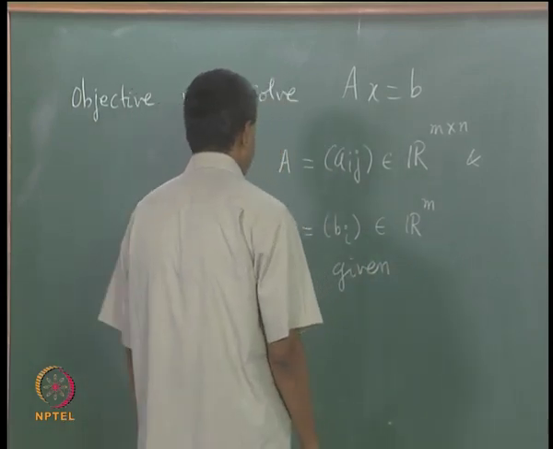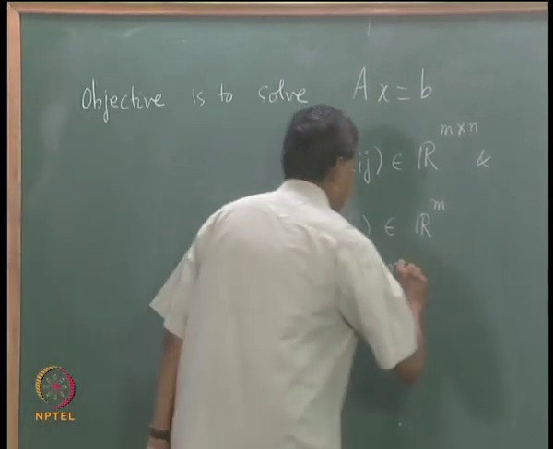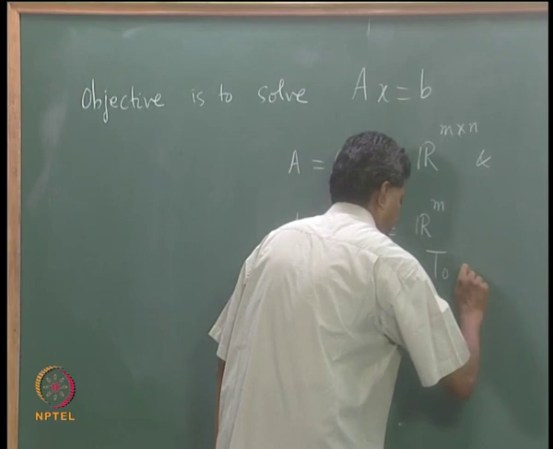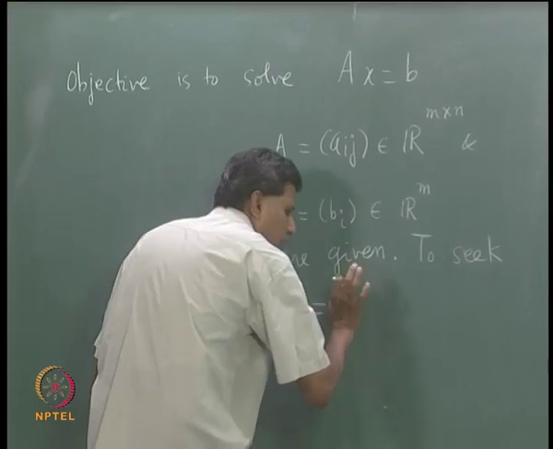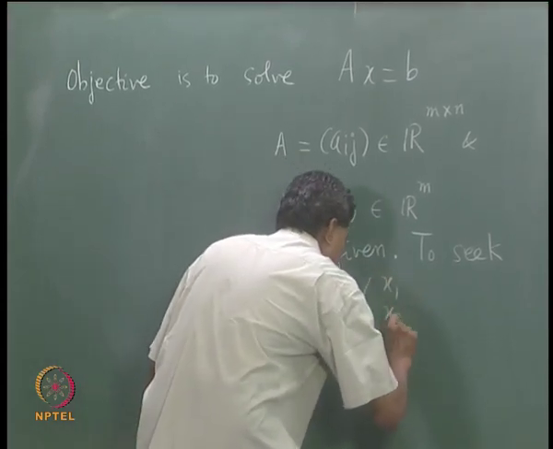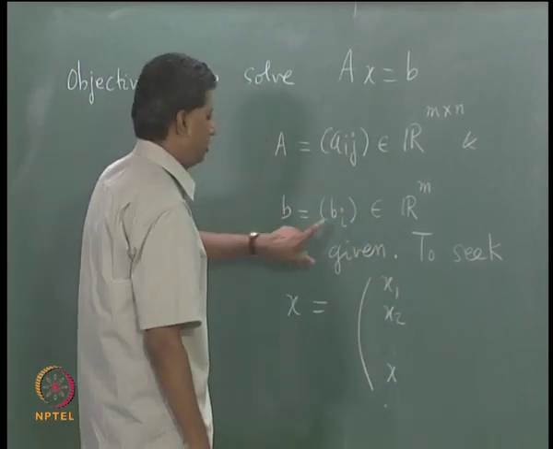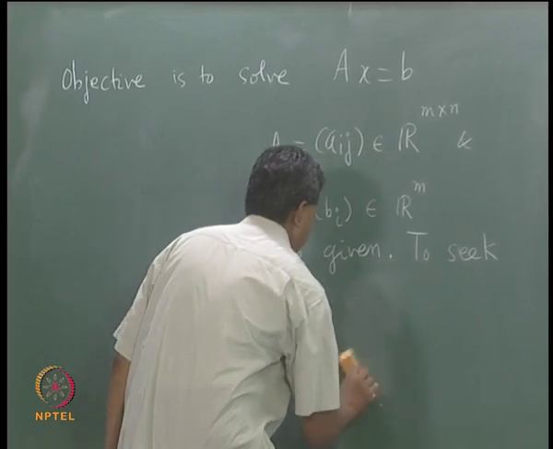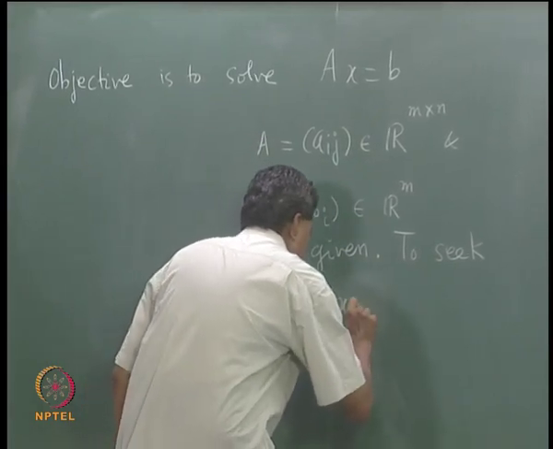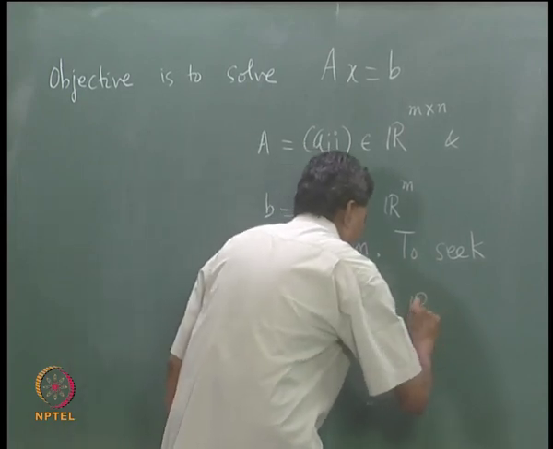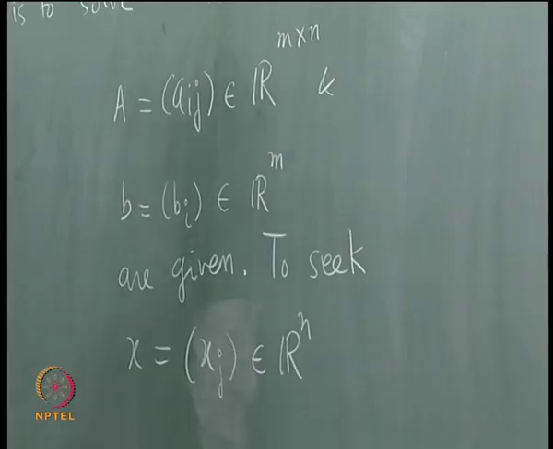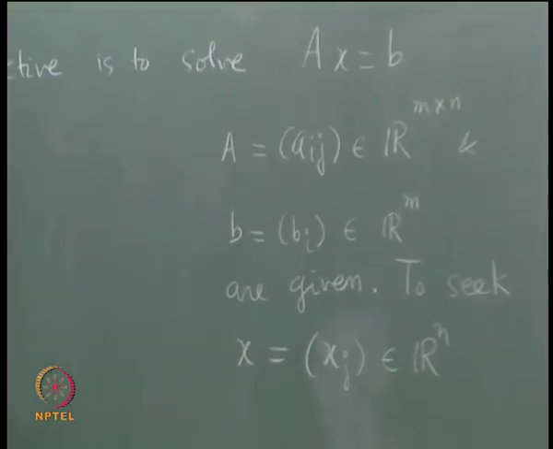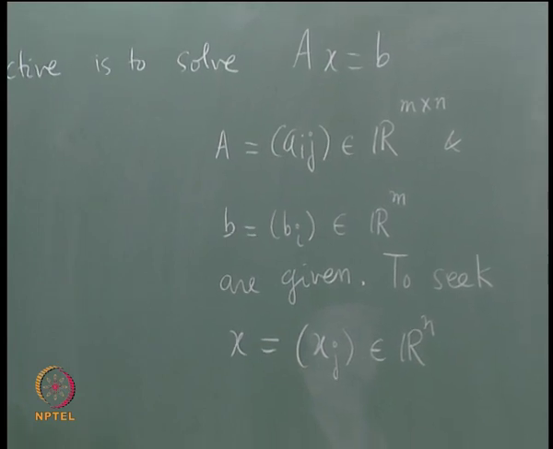The vector x we are seeking, x, a column vector. Let me go back to this notation. We want x equal to xj in Rn, to seek x that satisfies this equation, Ax equal to b. So one could say that this is the central objective of linear algebra.